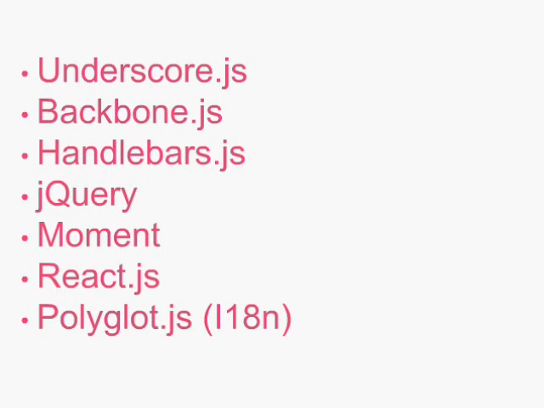Polyglot.js, that's a library that we wrote here at Airbnb for internationalization. So a lot of libraries already support isomorphic apps. So what you can do is you can take a few of those and mix them together and use them to build your own app that can work on both sides.